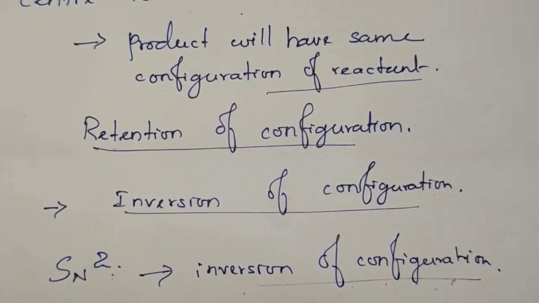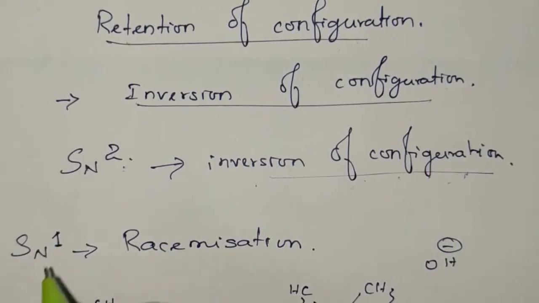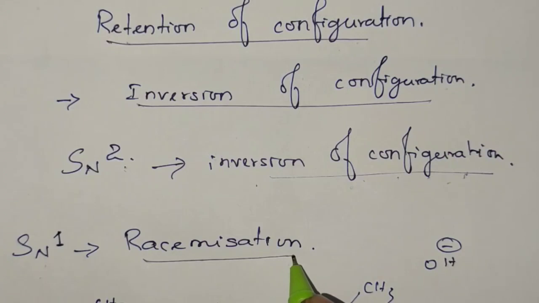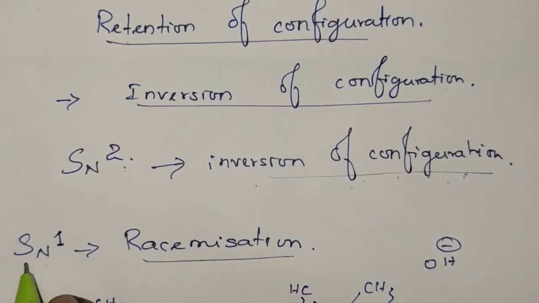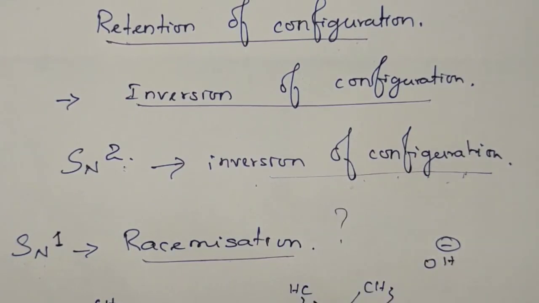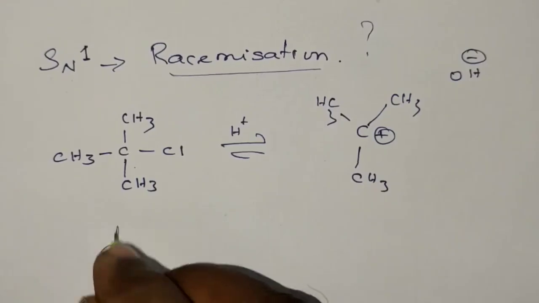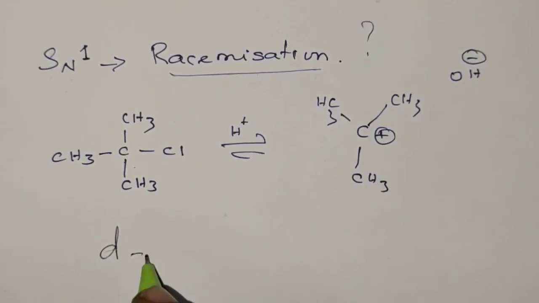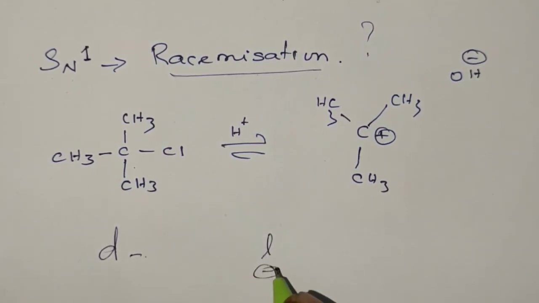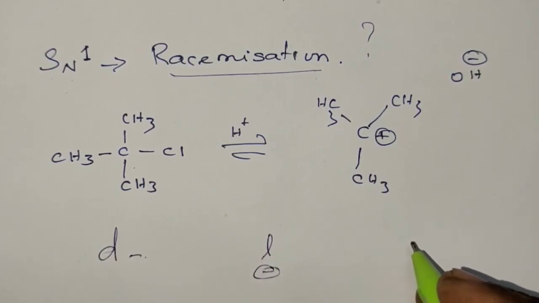But what about the SN1 mechanism? The SN1 mechanism proceeds with racemization. So, what do you mean by racemization? We studied the D form, which rotates the plane polarized light in the clockwise direction. The L form or minus form rotates the plane polarized light in the anti-clockwise direction.